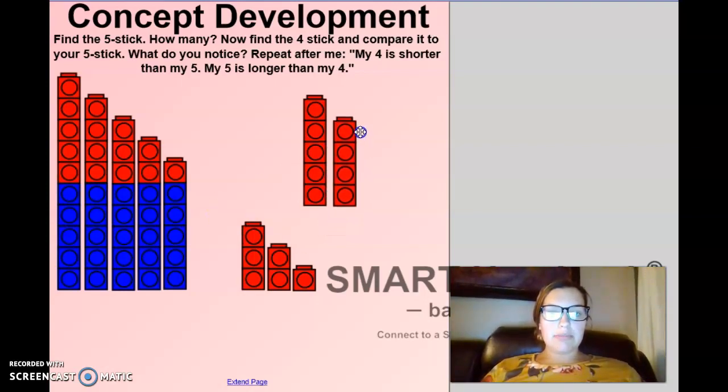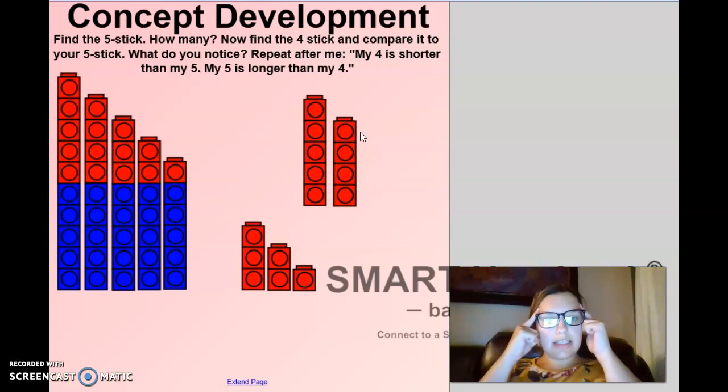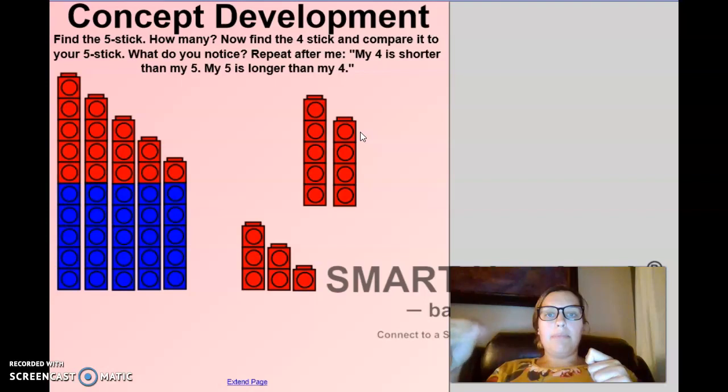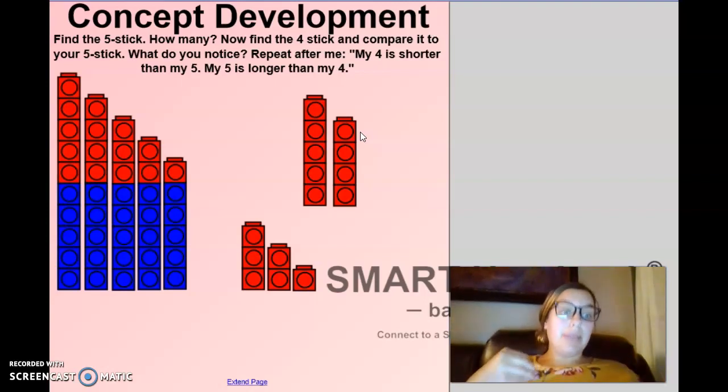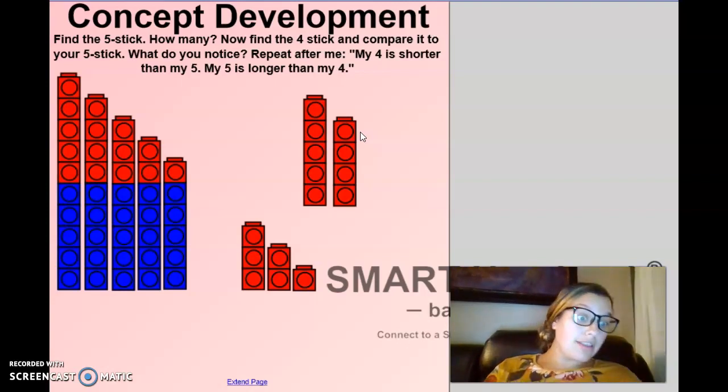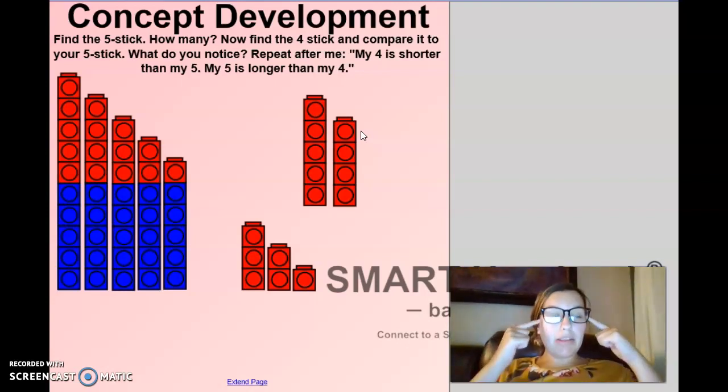Now, I want you to pause me and think of the 2 sentences we could say about these sticks. We're going to say, my blank stick is longer than my blank stick. And then we're going to switch it and say, my blank stick is shorter than my blank stick. Go ahead, think about those and come back.